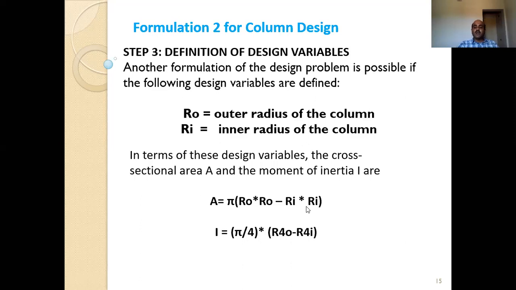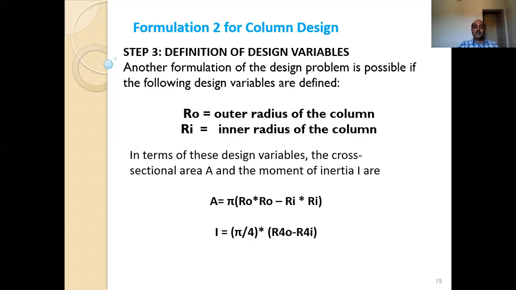I think these formulas are already familiar to you, right? So A is pi into R0 square minus Ri square, and I is equal to pi by 4 into R0 to the power of 4 minus Ri to the power of 4. Please make a note of these changes when you are writing it down.